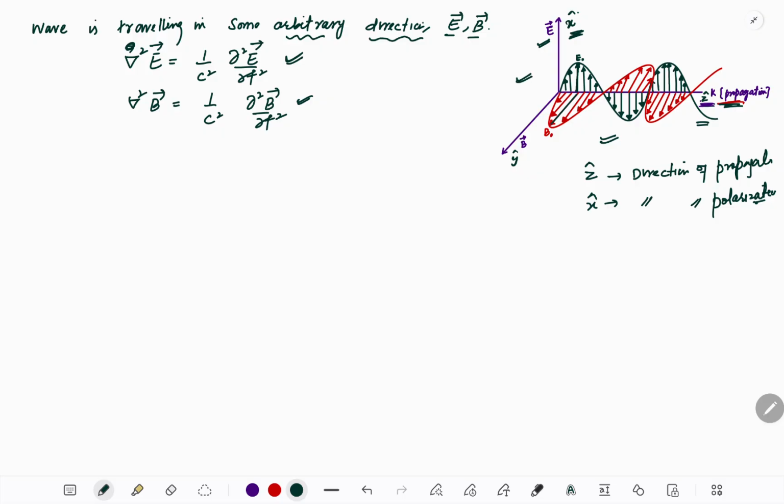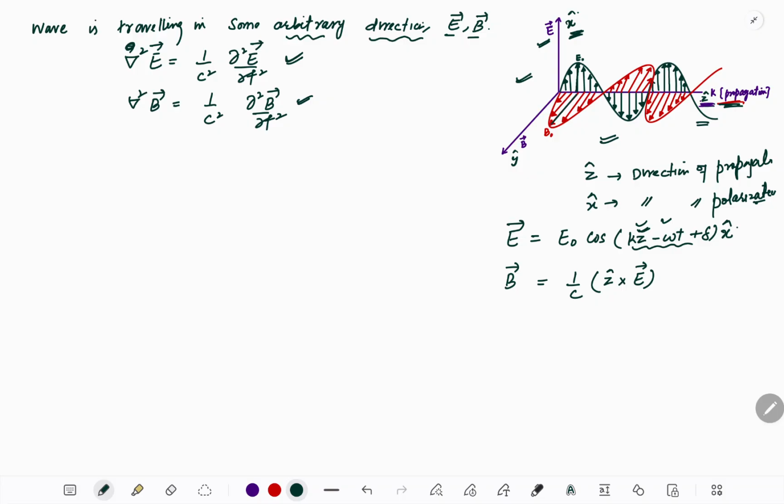Like in this case, the wave is propagating along the positive z-axis. So the electric field is given by E naught cos of kz minus omega t plus delta. This phase factor will decide in which direction, since these two have opposite signs, the wave is propagating along this z-axis, and the polarization is along the x-axis. So this is the x cap, and we know how to find the magnetic field: 1 over c, and since the propagation is along the z-axis, z cap cross the electric field. I hope you understand this.